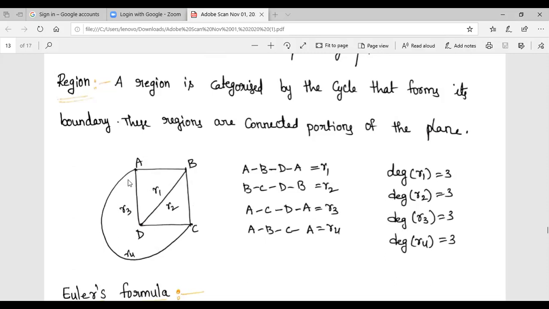So the given graph has four regions. The cycles of these regions are here. A, B, D, A is R1, B, C, D, B is R2, A, C, D, A is R3, A, B, C, A is R4. Okay. So degree of R1 is 3. Sorry, the number of vertices in a region is the degree of that region. So degree of R2 is 3, degree of R3 is equal to 1, 2, 3, so 3, and degree of R4 is equal to 3. Okay.